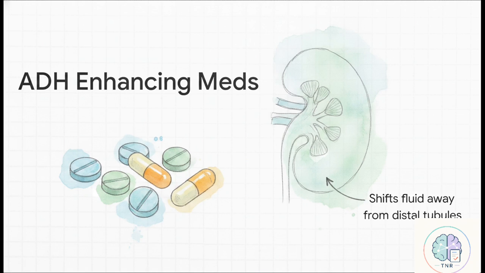Then there's chlorpropamide, which actually increases the kidney's sensitivity to ADH. And finally, we have thiazide diuretics like hydrochlorothiazide. Now, I know what you're thinking. Using a diuretic to treat diabetes insipidus sounds totally backwards, right? But here's why it works. It depletes sodium, which ramps up reabsorption in the proximal tubules and shifts fluid away from the distal tubules, which happens to be exactly where ADH does its job.